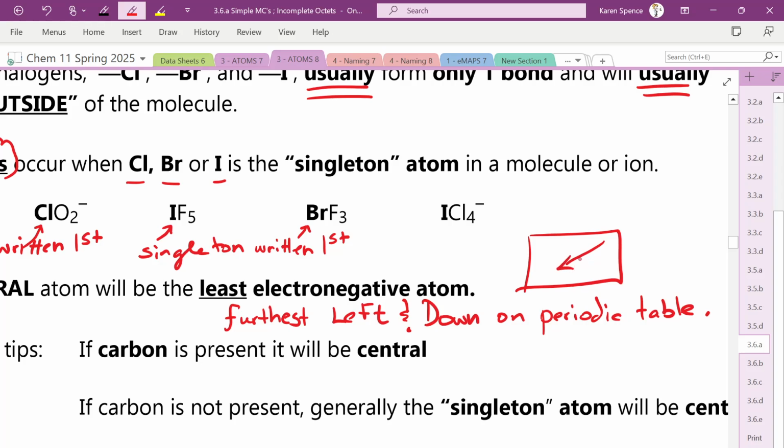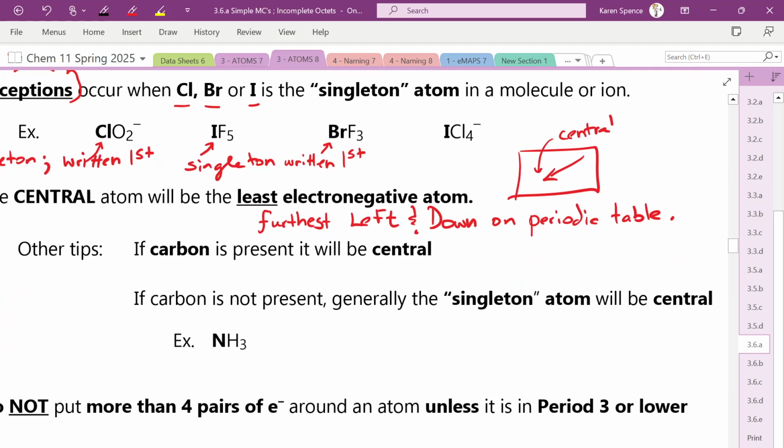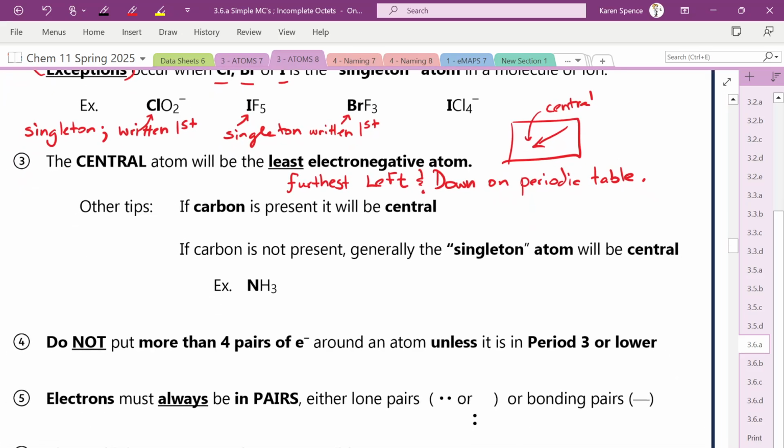So as you go this way, your central atom will tend to be there, rather than up at the top right, okay? Carbon is almost always central. It'll usually be the singleton. Do not put more than 4 pairs of electrons.